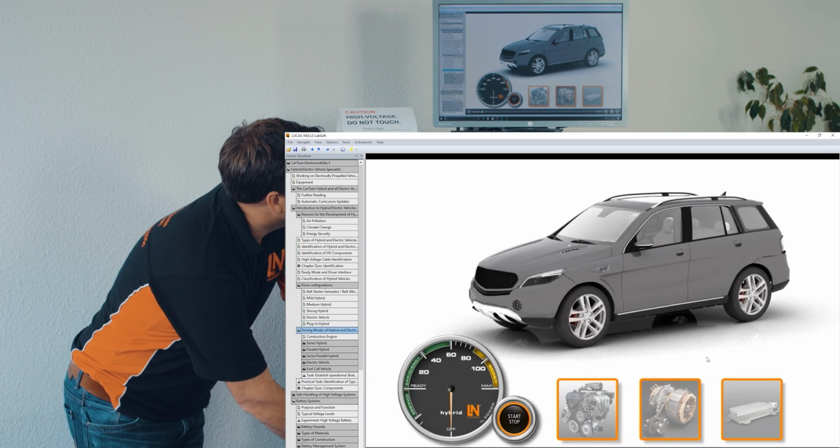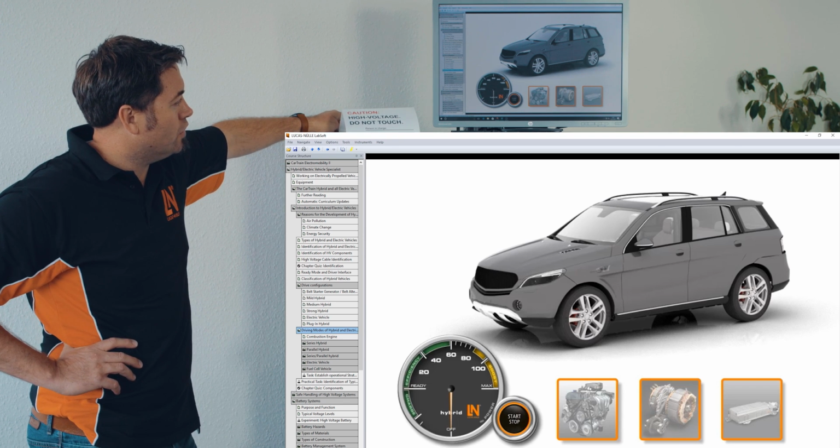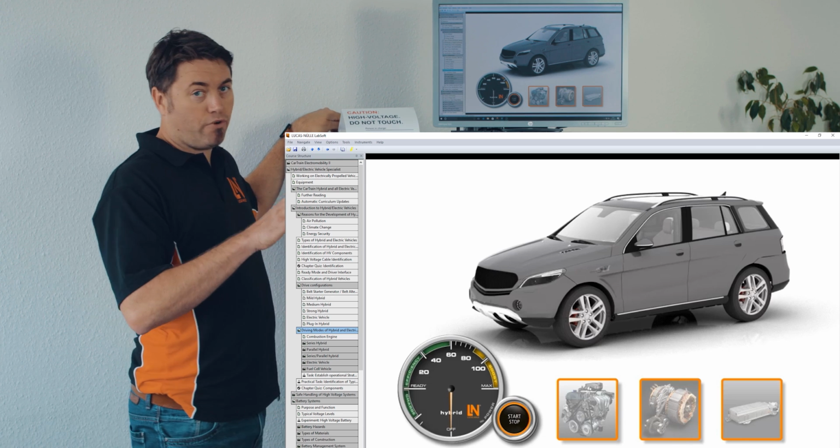Now if we have a look at, say for instance, a driving mode of a typical hybrid, so how are the three integrated?